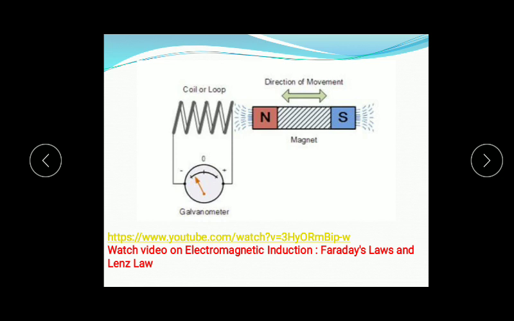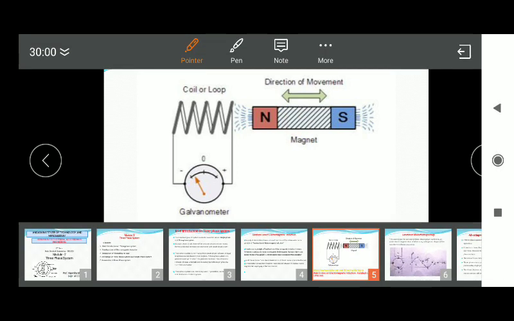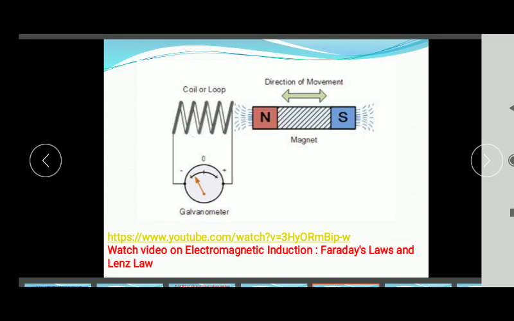A similar observation can be found by keeping the magnet stationary and moving the coil towards the magnet. If the magnet is held stationary and the coil moves away and towards the magnet, the galvanometer shows a similar deflection as what we have seen when the magnet is moving towards the coil.